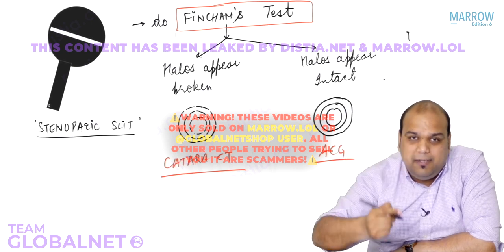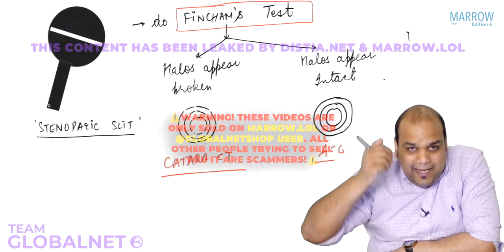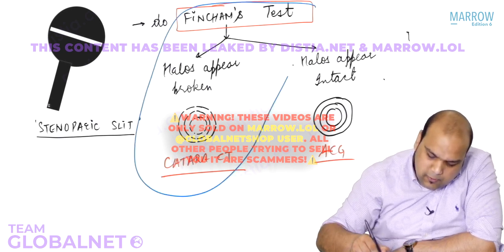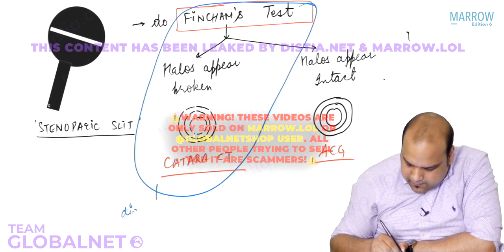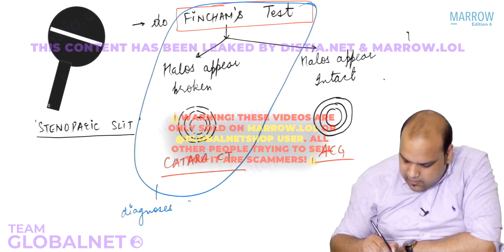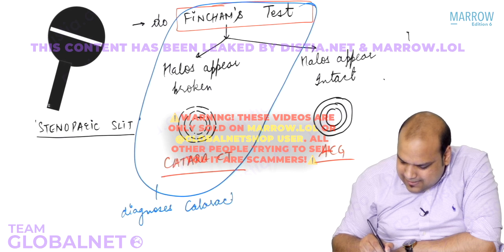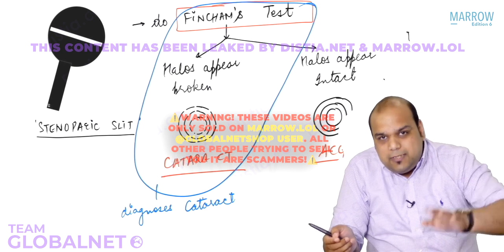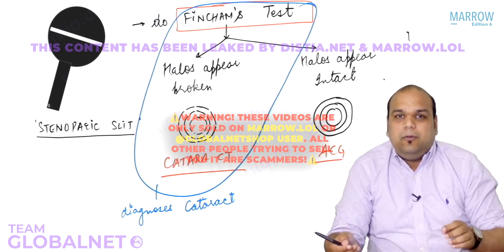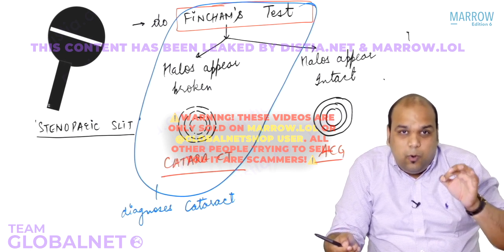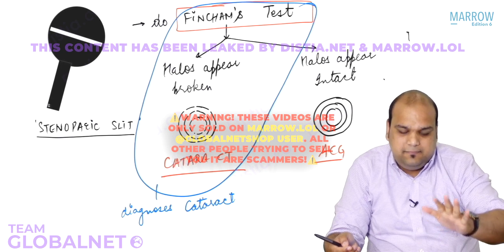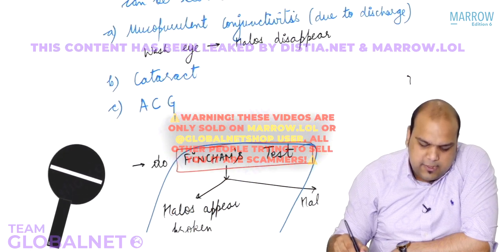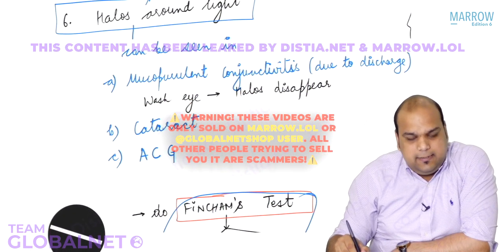Again, I hope you remember that a test is diagnostic only when it is positive. So Fincham's test is actually used to diagnose only cataract. Okay. Glaucoma is a diagnosis of exclusion. Because cataract is not there, because halos are not breaking, that is why it will be glaucoma. So Fincham's test is diagnosing only cataract. Okay, I hope you understand the symptoms, everybody, and you understand the differential diagnosis of halos around light.